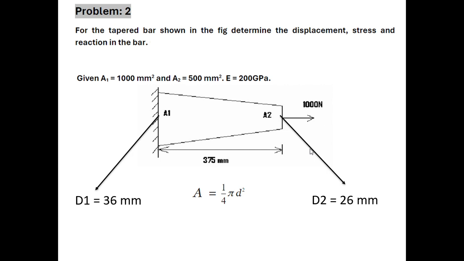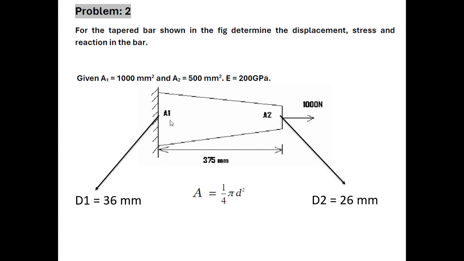So this is the tapered bar shown in the sketch. One end of the tapered bar has an area of 1000 mm square. The other end has an area of 500 mm square. Given Young's modulus as 200 GPa, the length of the tapered bar is 375 mm, and one end of the tapered bar is fixed, the other end having a load of 1000 Newton.